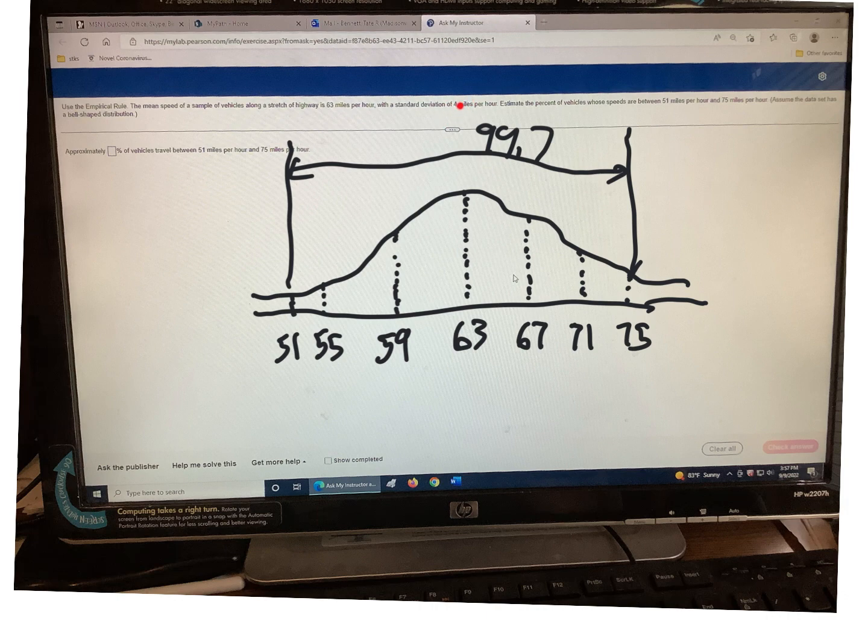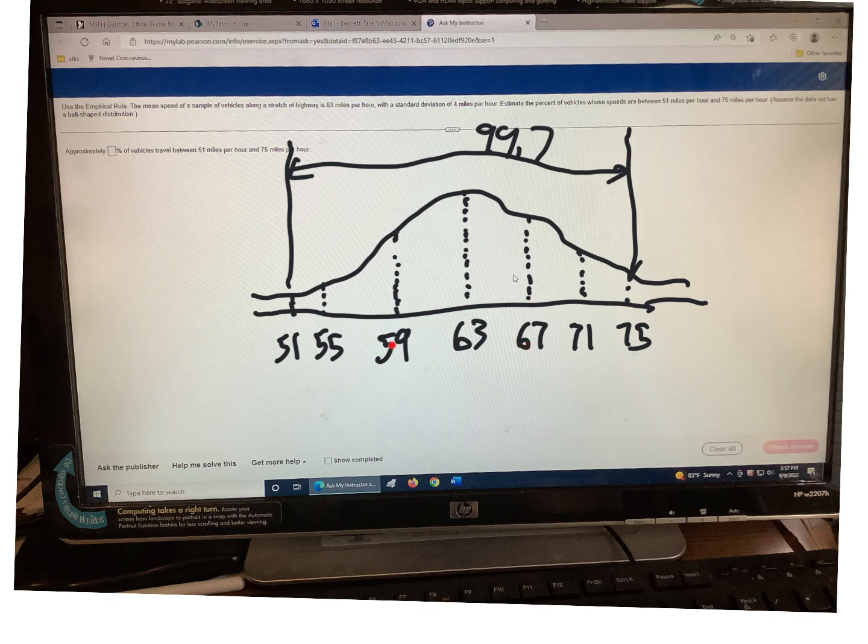Standard deviation is 4. So if I go minus 4 and plus 4, 59 to 67, this would be one standard deviation. I think the empirical rule says 68% of data would be between these 59 and 67.